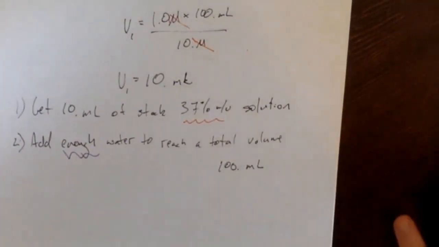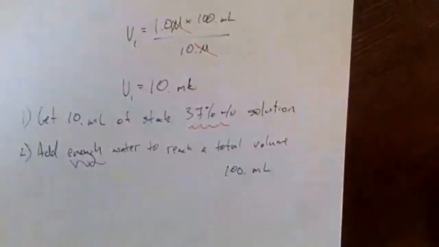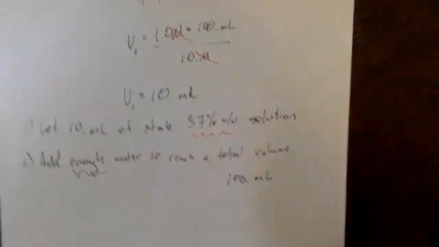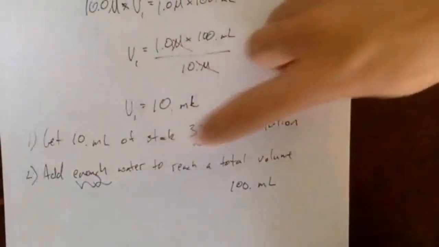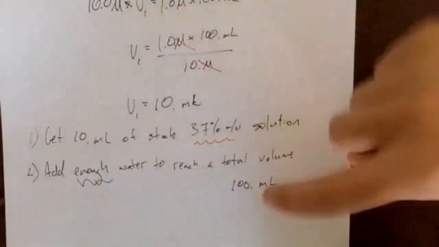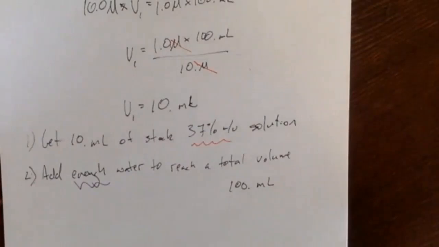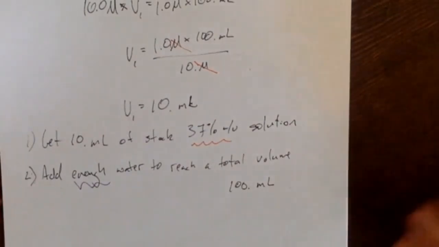So you want to be sure you're always saying to just add enough water, and that's how you would actually do it. How do you prepare it is right here: 10 milliliters of the stock solution, add enough water to reach a total volume of 100 milliliters. And then the concentration will be 1 molar.